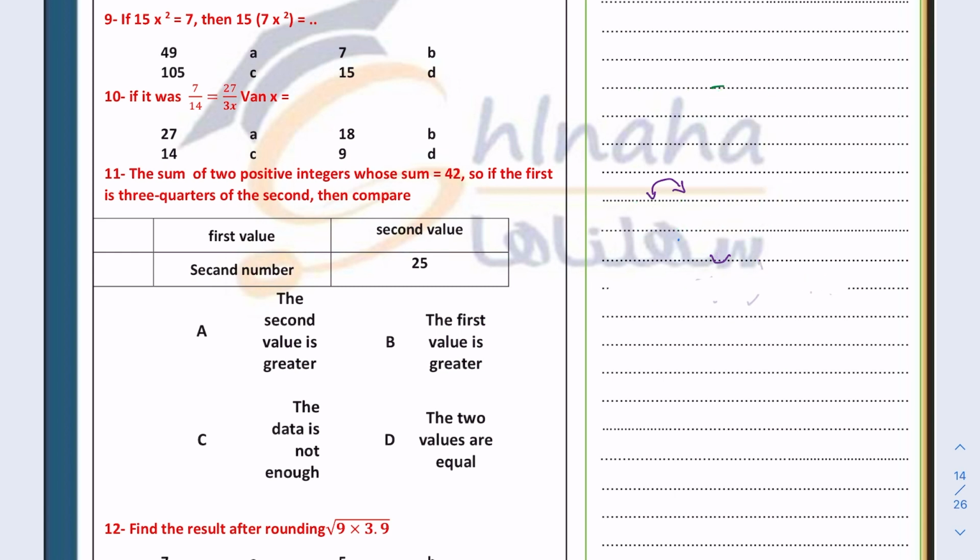Now, question number 10. 7 over 14 equals 27 over 3x. Okay. Now I have to simplify each fraction first. Divide the 7 by 7, it's 1, and 14 divided by 7 is 2. And also 27 and 3 are divisible by each other, which will be 9. So I have 1 over 2 equals 9 over x.